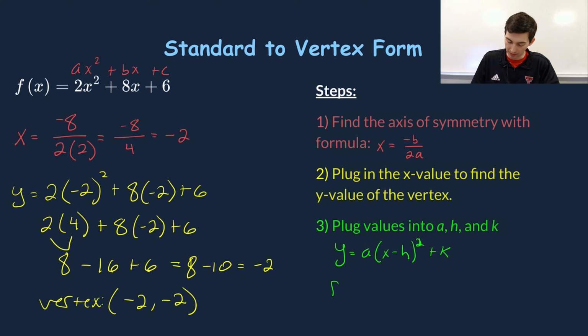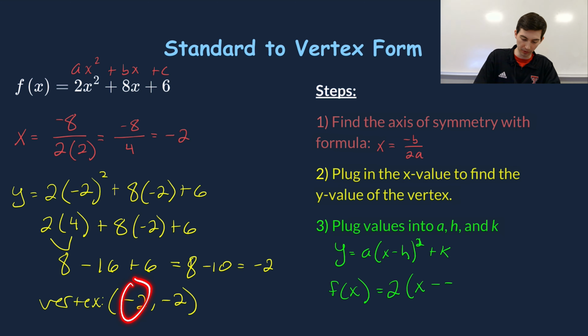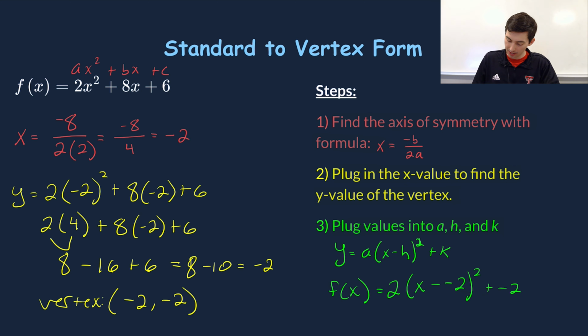So when I plug these in, I'm going to get f of x is equal to my a value, which is 2, times x minus my h value, which we said was negative 2, squared, and then plus my k, which is negative 2. And if I clean this up, I'm going to get f of x is equal to 2 times x plus 2 squared minus 2.